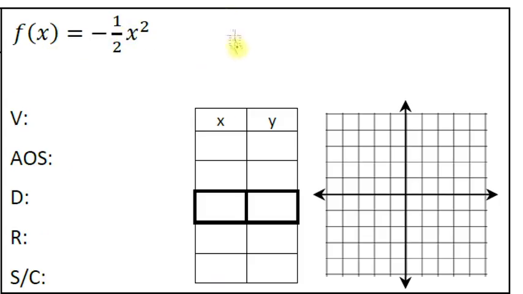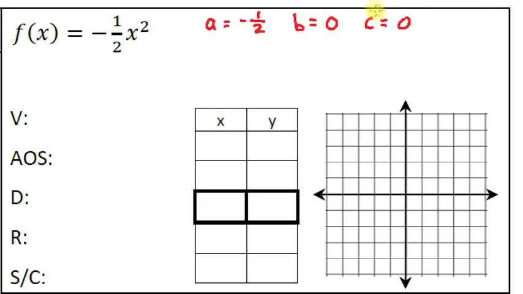So step number 1, it says identify a, b, and c. Now take a look, class. We do have an a value. Let's write that down. A is equal to negative 1/2. What's our b value equal to? Well, take a look. There is no term in our quadratic that just has an x, or an x to the first power. That means b has to be 0. And the same with c. There's no plus or minus some constant number, so that means in this case c must be equal to 0.